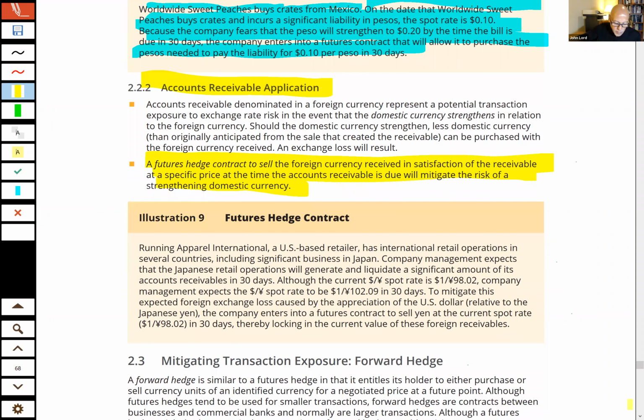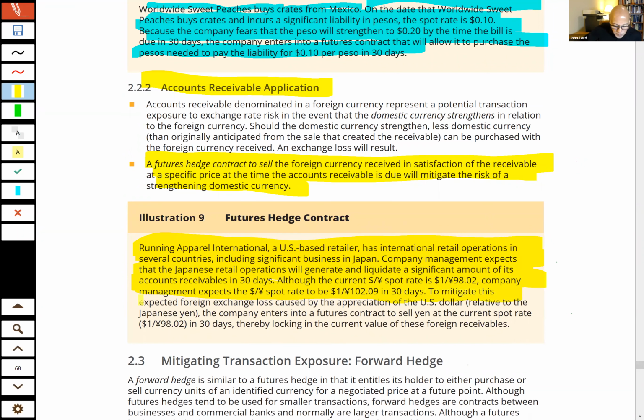So let's look now at this. Running Apparel International, a US-based retailer, had international retail operations in several countries, including significant business in Japan. Company management expects that the Japanese retail operation will generate and liquidate a significant amount of its accounts receivable in 30 days. Although the current dollar to yen spot rate is $1 for 0.9802 yen, company management expects that the dollar spot rate will be $1 for 1.209 yen in 30 days. In other words, they're not going to receive as many dollars.